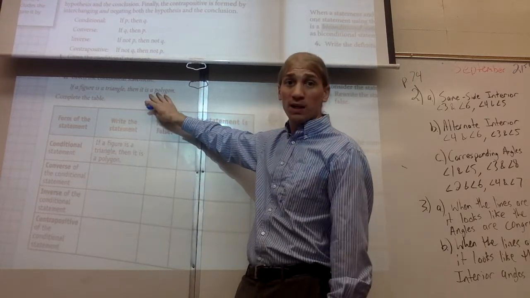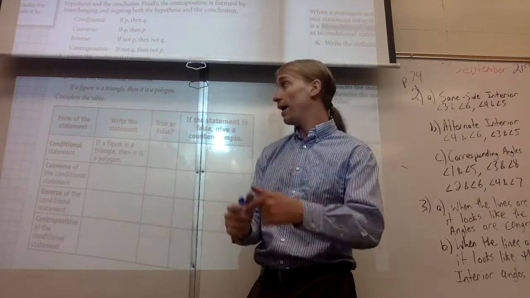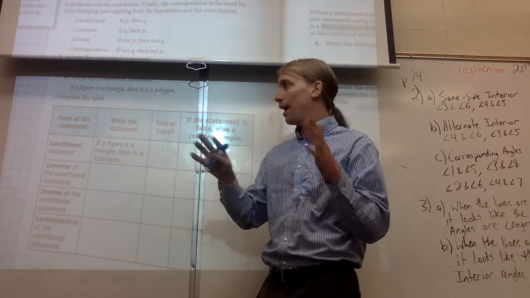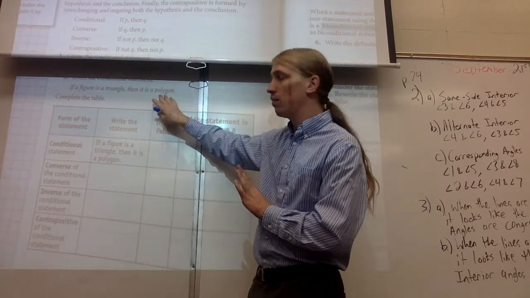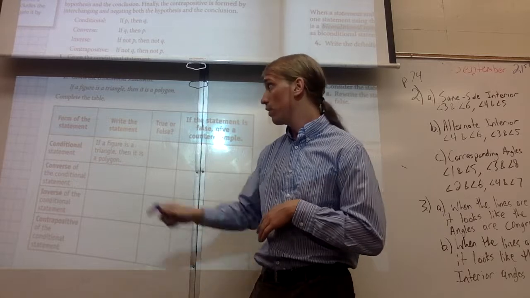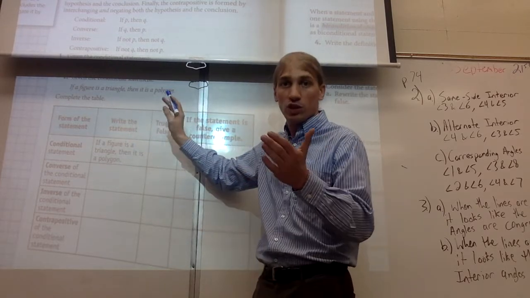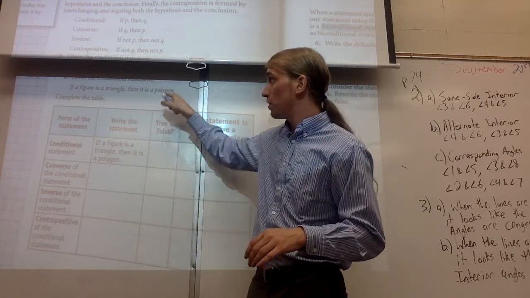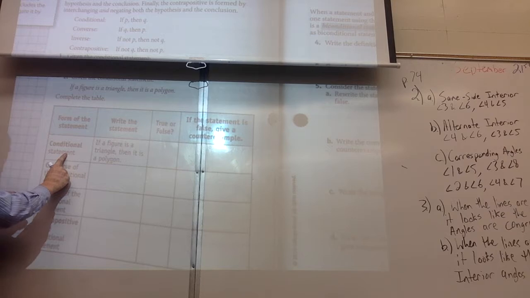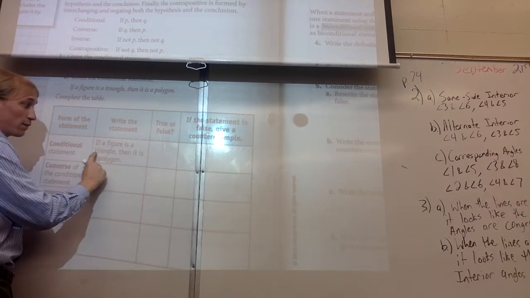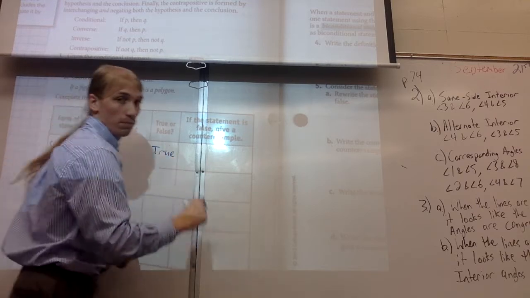So the book gives us a statement to practice with. If a figure is a triangle, then it is a polygon. And for now, let's just think of a polygon as a shape. We're going to define it later, but for now, a polygon just means some sort of shape. So hopefully it makes sense to say if a figure is a triangle, well then yeah, it's a shape. It's a type of shape. So this statement is true. So when we fill out this table, the original conditional statement, if a figure is a triangle, then it is a polygon, this is true.